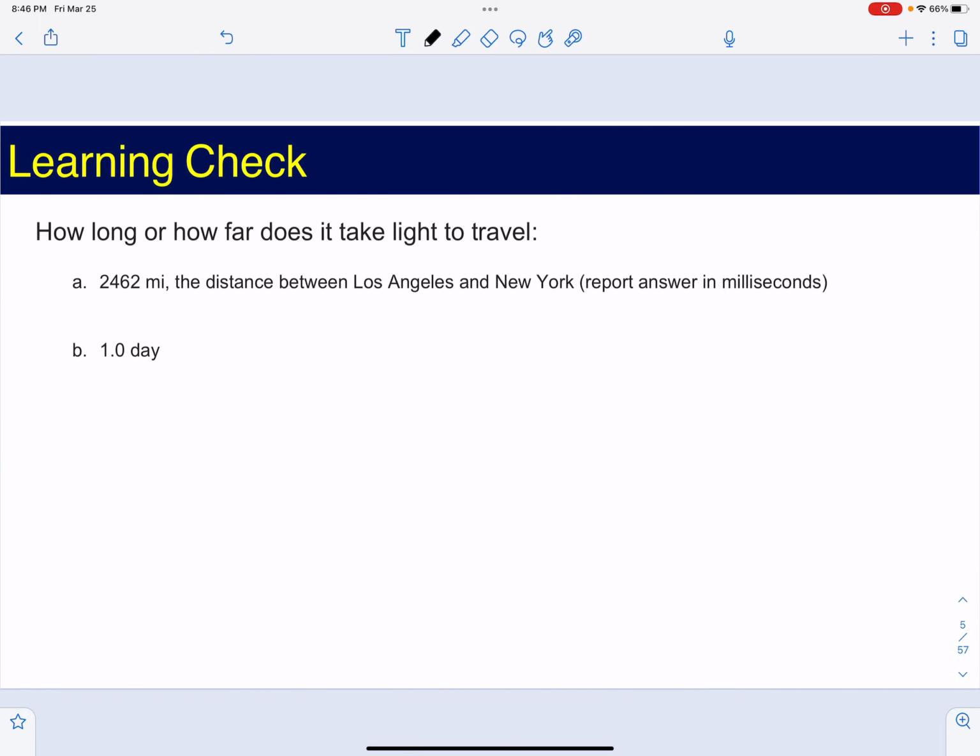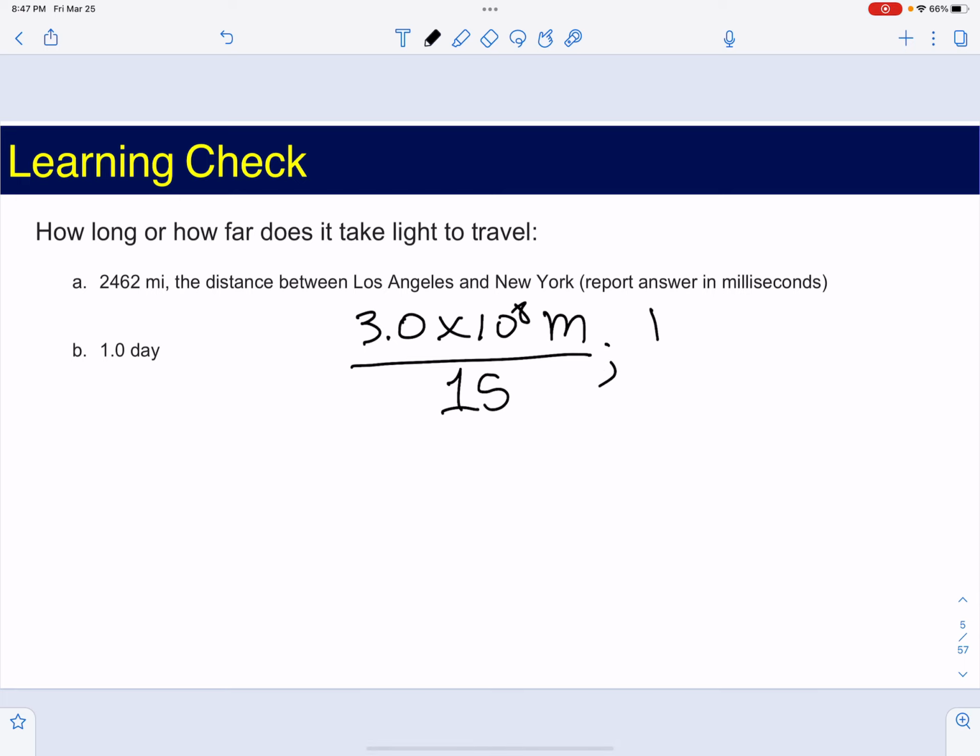But before we do that, let's use some of the information we have. How long, or how fast, does it take light to travel a certain distance, or how much can it travel in a certain time? So we know that light travels at 3.0 times 10 to the 8 meters for every 1 second. And that's nothing more than a conversion factor, right? Which is the same as 186,000 miles for every 1 second.